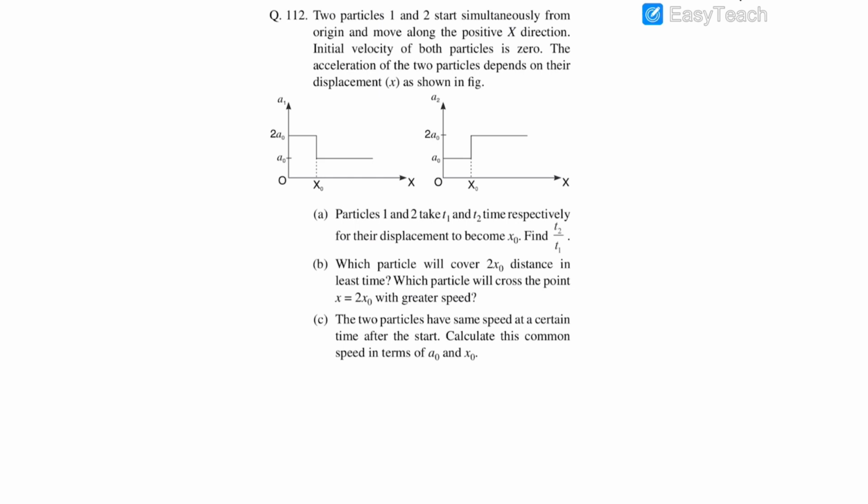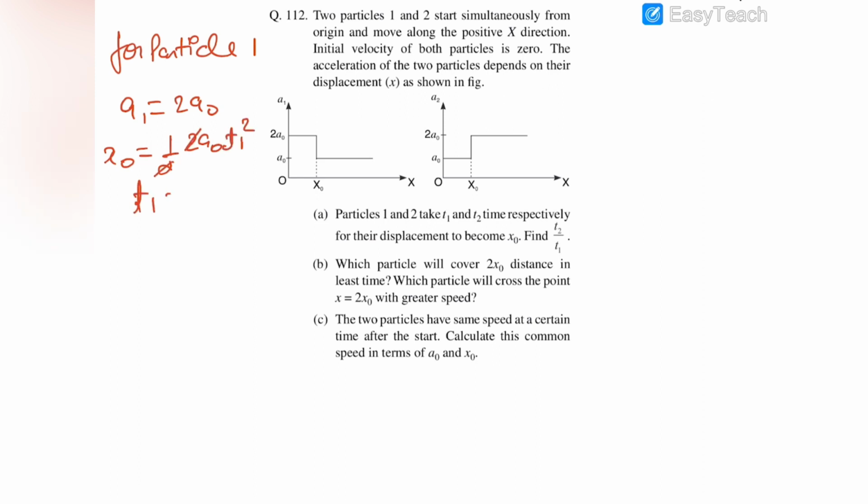You can see that for particle 1 acceleration is constant, and it is equal to 2a naught in this time. Okay, so this is constant, and by this constant acceleration it would travel x naught distance. So it would be half a, which is 2a naught, into t1 square. So t1 will be equal to under root of x naught by a naught.